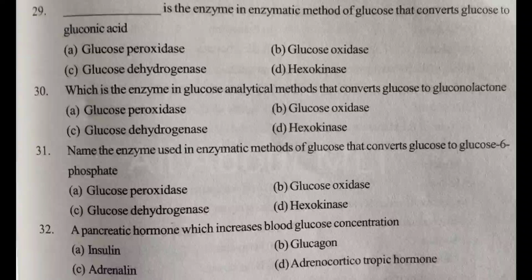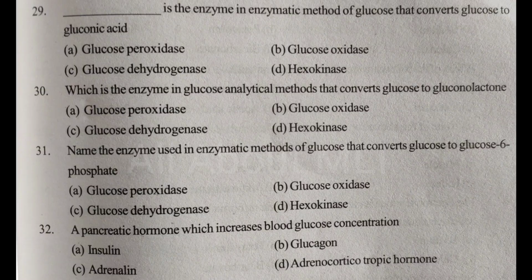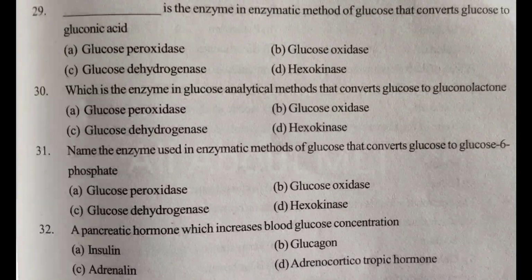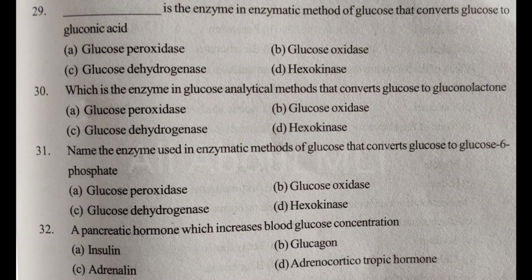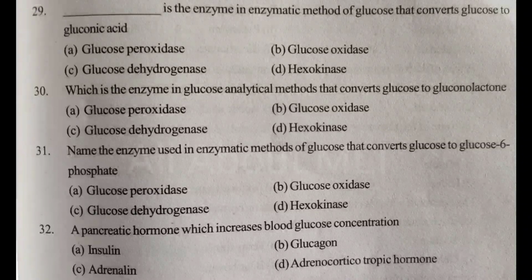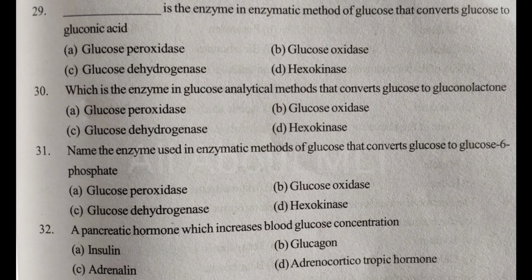Dash is the enzyme in enzymatic method of glucose that converts glucose to gluconic acid. Option A, glucose peroxidase. Option B, glucose oxidase. Option C, glucose dehydrogenase. Option D, hexokinase. Answer is option B, glucose oxidase.